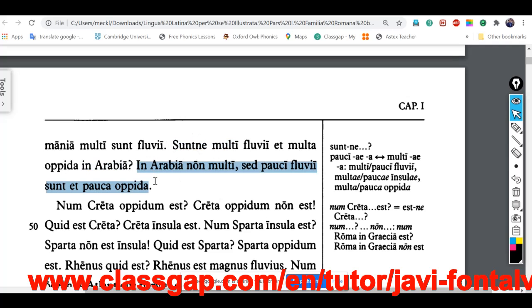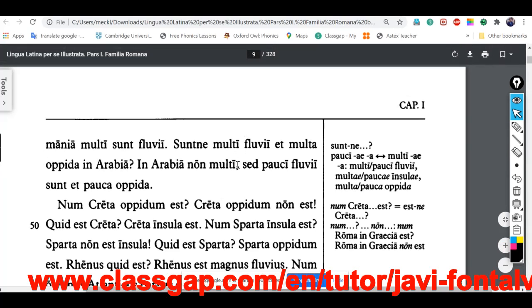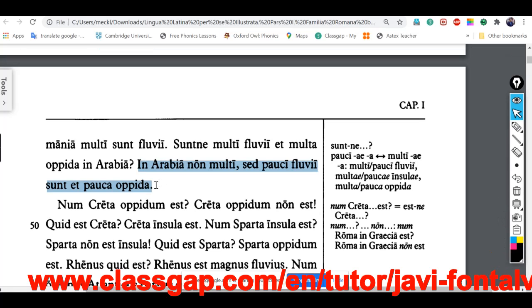In Arabia, non multi, sed pauci fluvii sunt et pauca oppida. So what does this mean? En Arabia no hay muchos ríos o muchas ciudades.